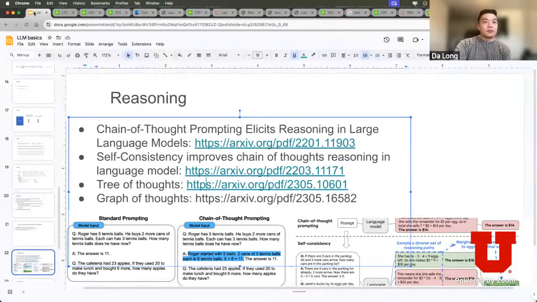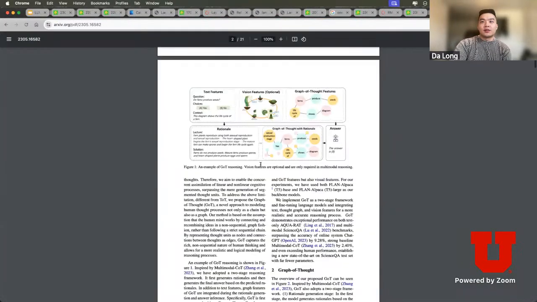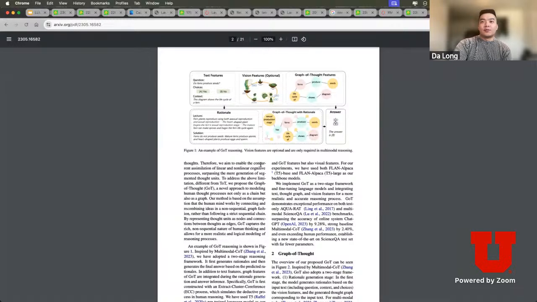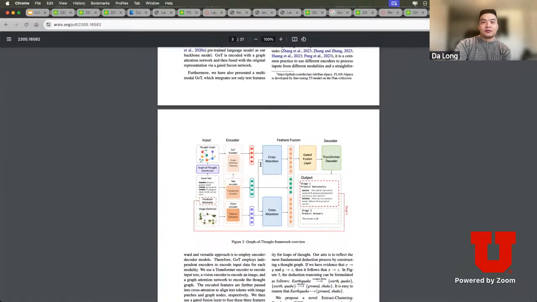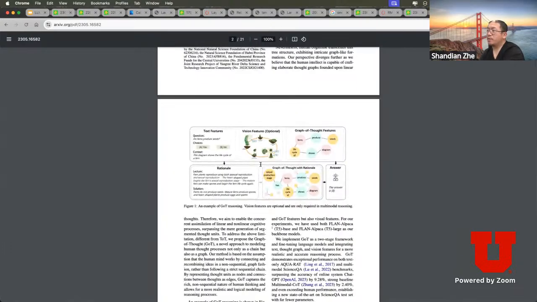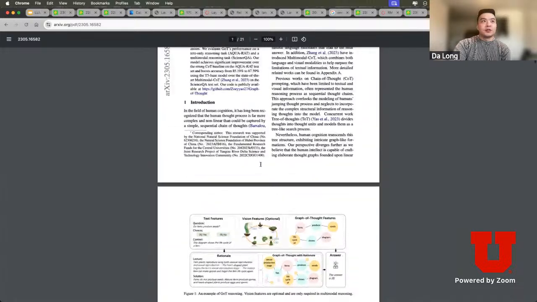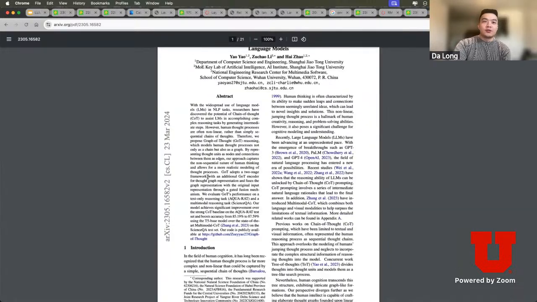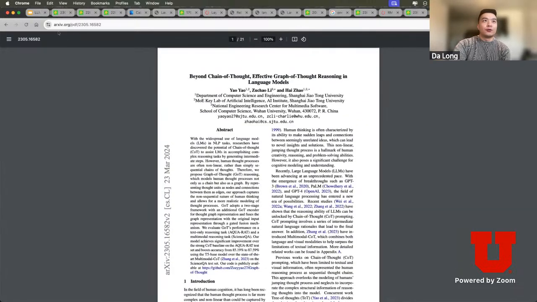Okay. And this paper is graph based. I haven't checked that. I just know there are people doing trees, and there are people doing graphs. They're all based on prompting strategy. Actually, those papers are very new, from 2024.